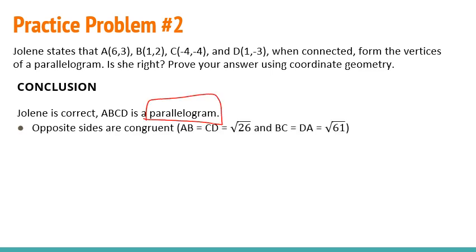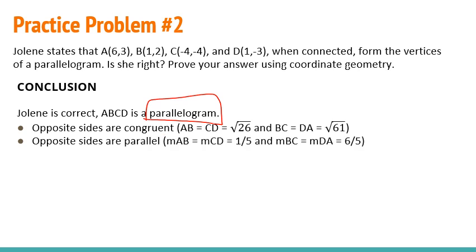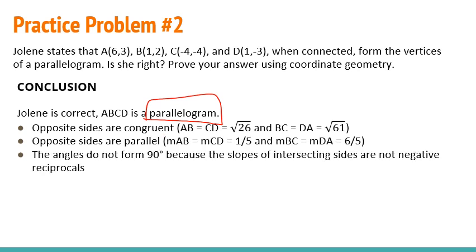So first thing is we've proven opposite sides are congruent, and we have AB equals CD is square root of 26, BC equals DA is the square root of 61. Opposite sides are parallel, showing that these slopes were the same. And then finally, we'd want to mention that the angles do not form 90 degrees because the slopes of the intersecting sides were not negative reciprocals, right? Like 1/5 and 6/5 is not a negative reciprocal. So that's important to know that this is not a rectangle, for example.